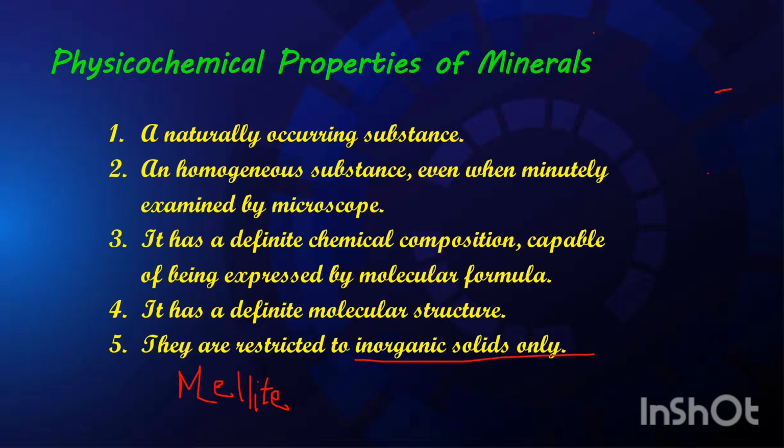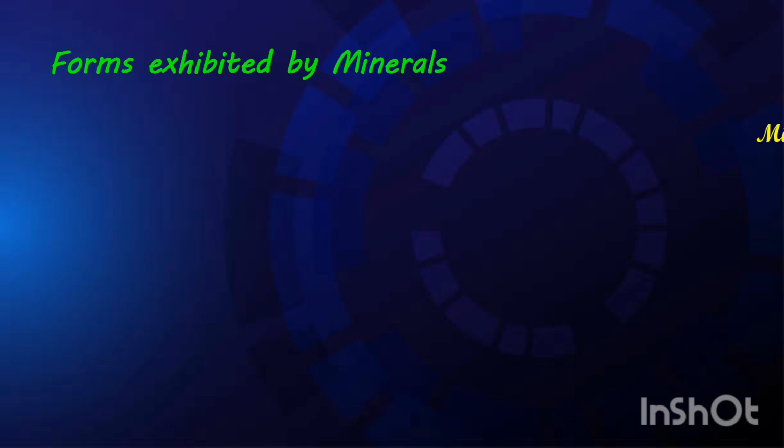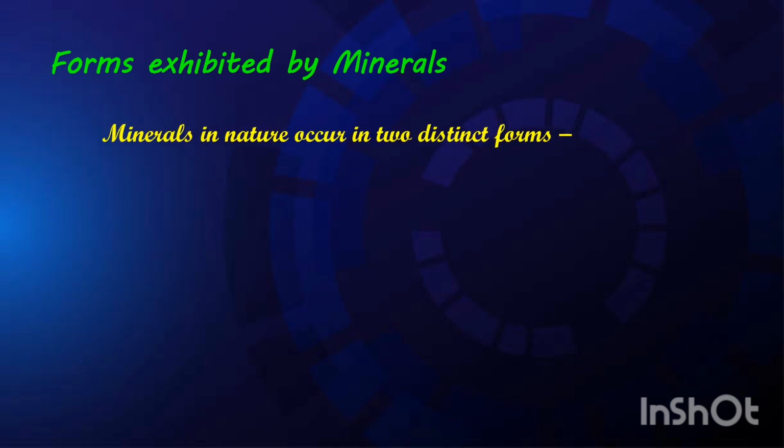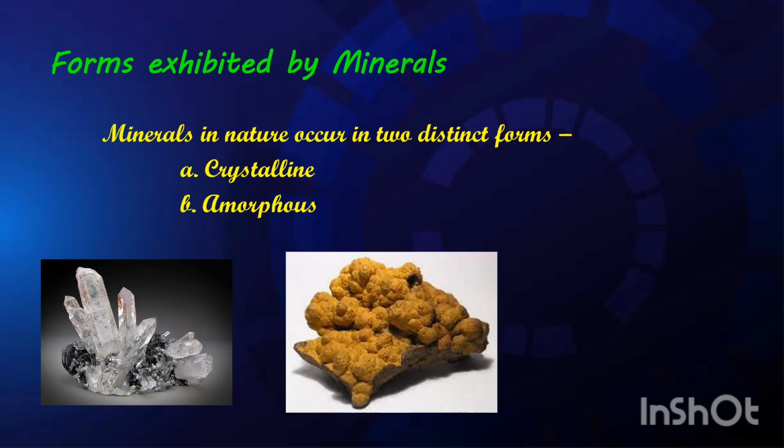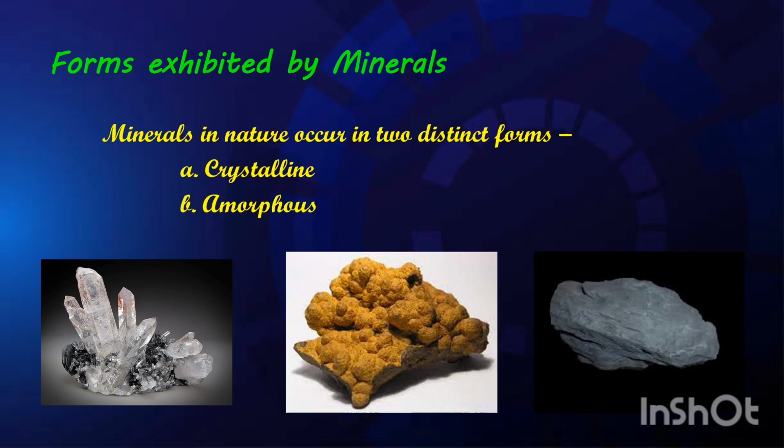So going forward, let us see some of the forms exhibited by minerals. Minerals are commonly found in two distinct forms. The first is crystalline, or it can be amorphous. This is an example of a crystalline mineral, which is quartz. And this is amorphous limonite or graphite. Actually, graphite is crystalline, but its morphological features are very similar to an amorphous mineral.